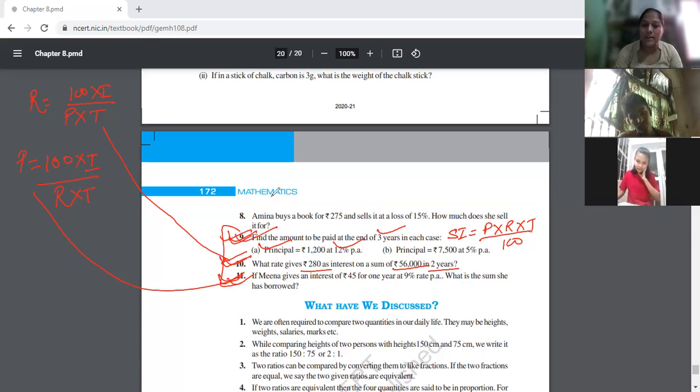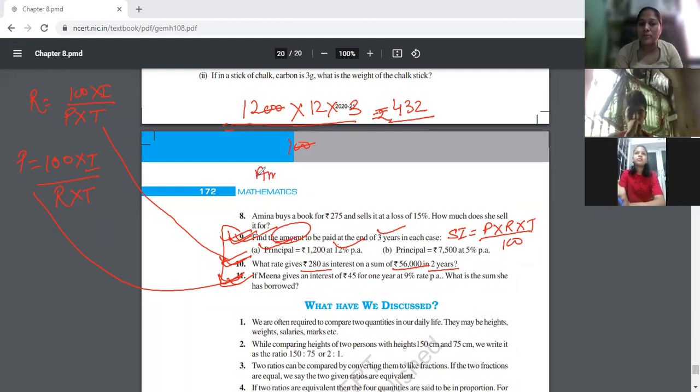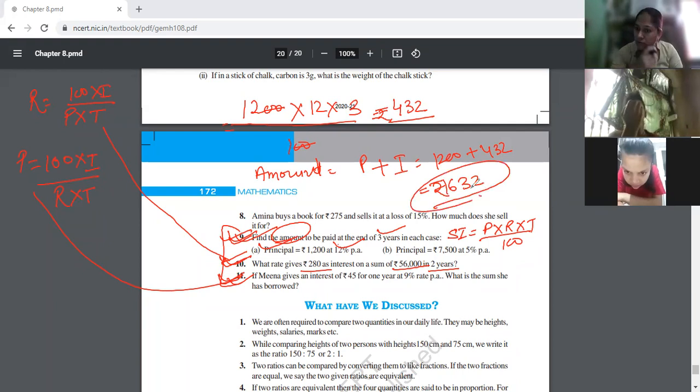See question number 9. The principal is 1200. This is the formula. What is the rate? It is 12%. What is the time? 3 years, upon 100. 20 will cancel 20. It will be 432. And the question is asking about the amount. Amount पूछ रहा है question. तो amount होती है principal plus interest. What was the principal? And this is your interest. It is 1632 rupees. This is your amount.